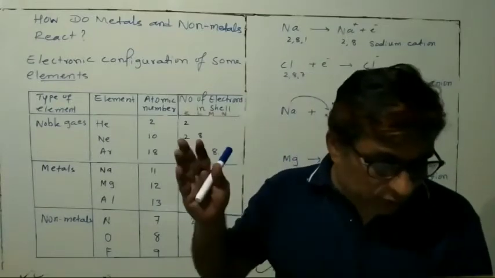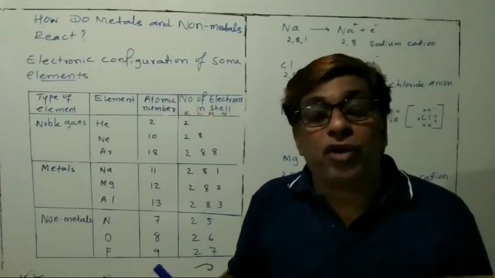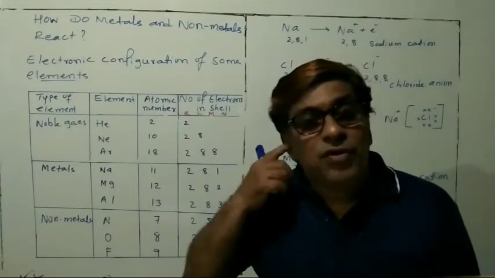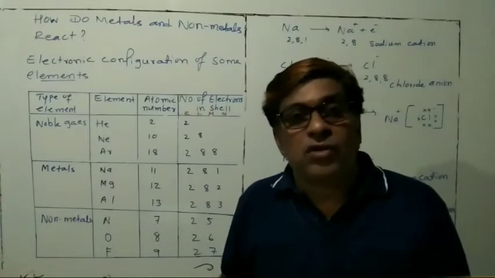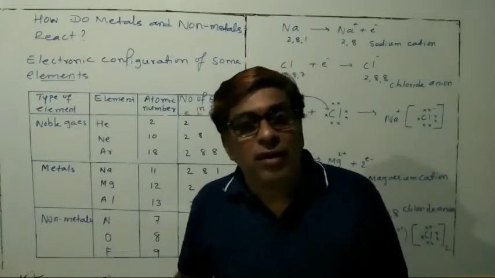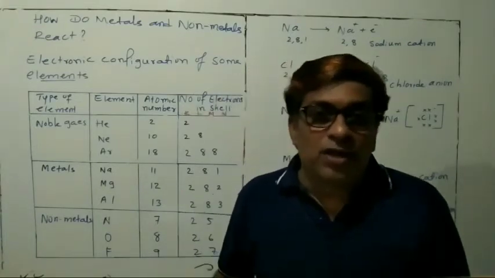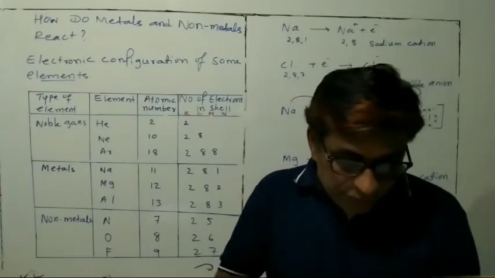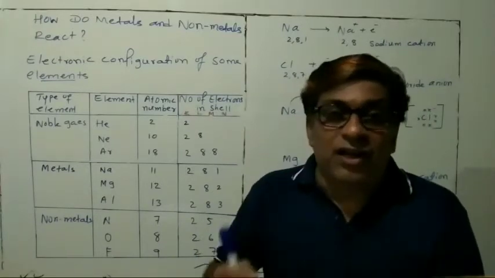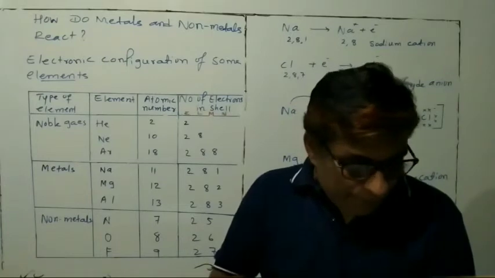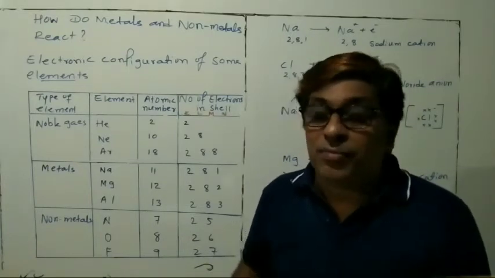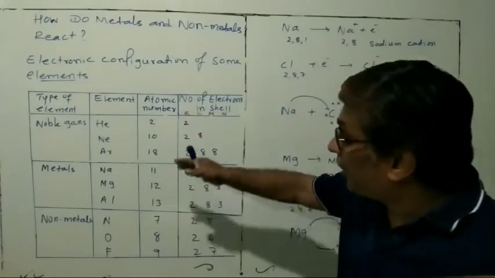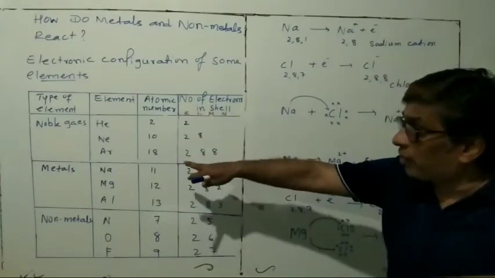Let us recall what you learned about electronic configuration. What do you mean by electronic configuration? Distribution of the electrons in the atomic orbitals or molecular orbitals. That you have learned in the 9th standard. We learned about noble gases. Noble gases means which ones? Here I have written helium, neon, argon.